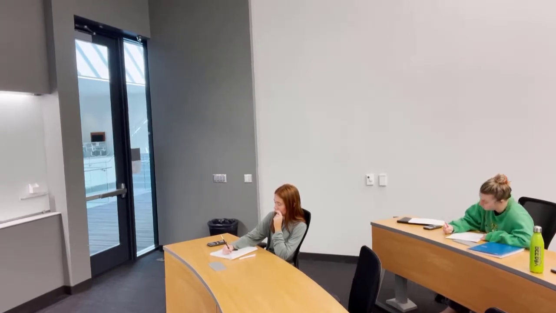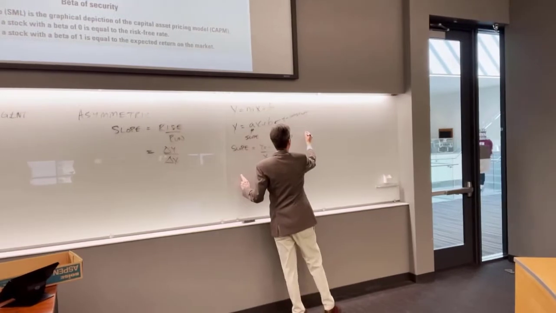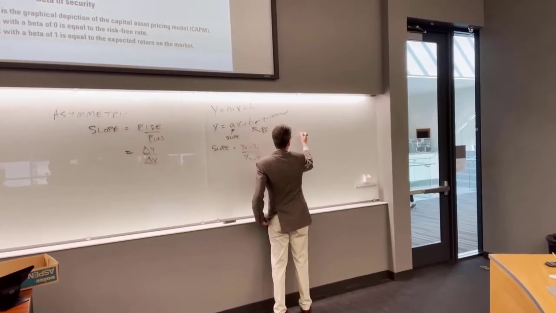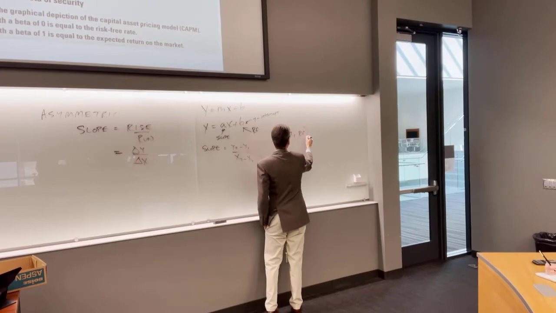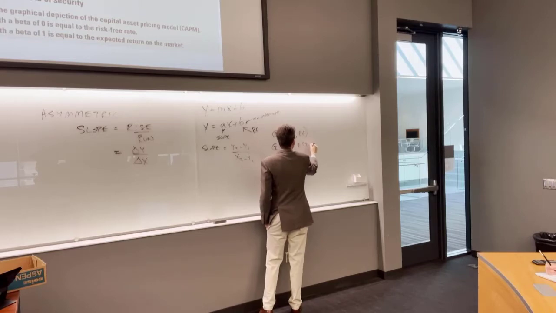Now, if we go back to the picture, can anyone tell me what the y-intercept is here? Yeah, it's the risk-free rate. Very good. So this is just going to be the risk-free rate. So now all we have to do is figure out this slope. And so slope is y2 minus y1 divided by x2 minus x1. The question is, what's point number 2 and what's point number 1? Well, let's call point number 1, let's see, 0 and the risk-free rate. And point number 2 will be 1 and the expected return on the market.